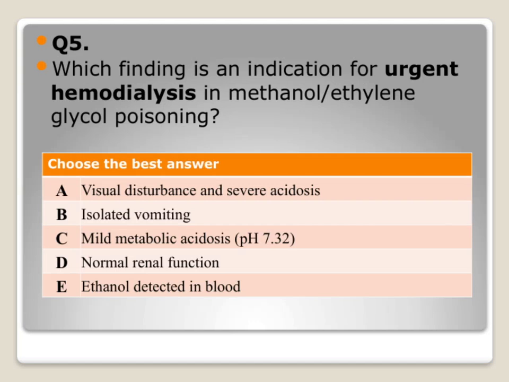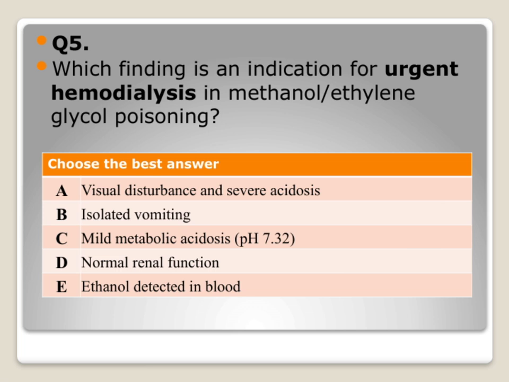Let's look at this question carefully. We're asked, which finding is an indication for urgent hemodialysis in methanol or ethylene glycol poisoning? Now, as we consider the options, it's important to focus on the most severe and life-threatening signs. Option A suggests visual disturbance and severe acidosis. These are actually classic signs of methanol poisoning, since methanol metabolites can cause optic nerve damage and metabolic acidosis. Option B, isolated vomiting, while concerning, is less specific and usually not an immediate indication for dialysis on its own.